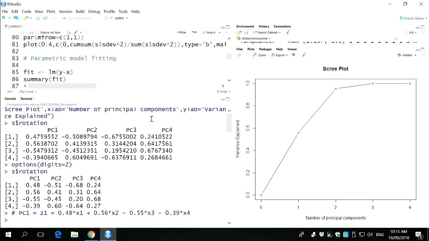Okay? All right. What's PC2? PC2, called Z2. Well, you can tell me, right? It's minus 0.51 times X1 plus 0.41 times X2 minus 0.45 times X3 plus 0.60 times X4.